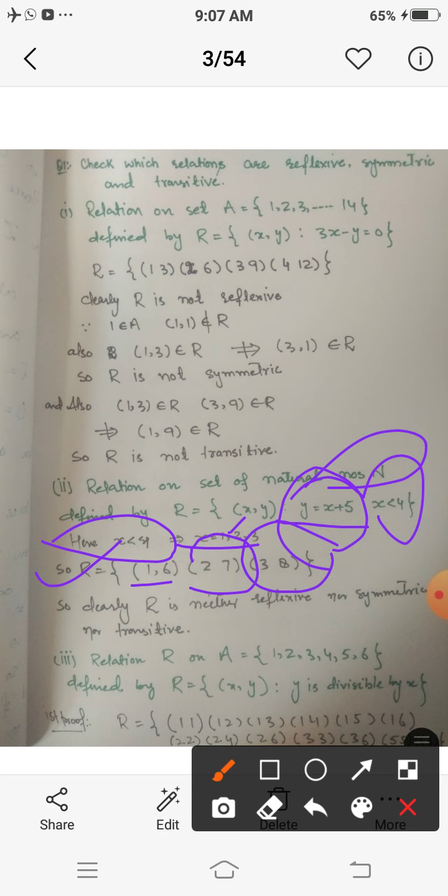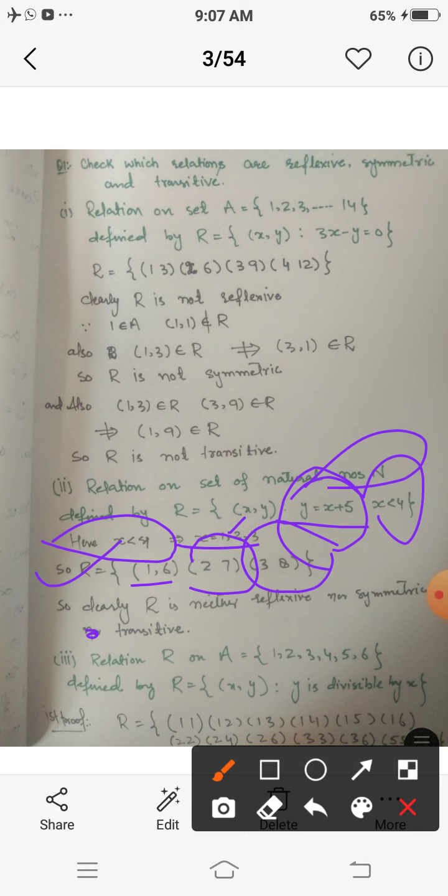Also, this relation is transitive, because there does not exist elements of the form (a, b) and (b, c). So it is simply an empty case in terms of elements of the form (a, b) and (b, c). In that way we can say that this R is a transitive relation.